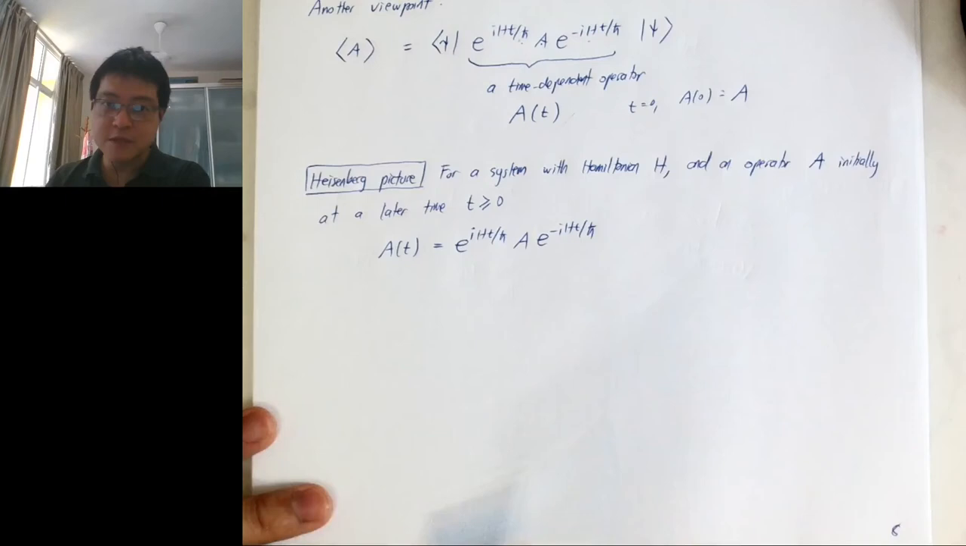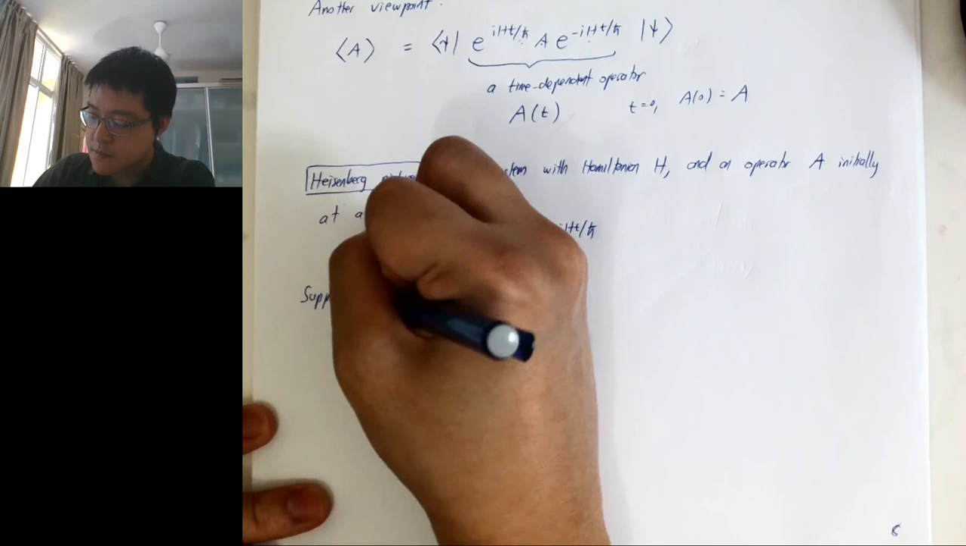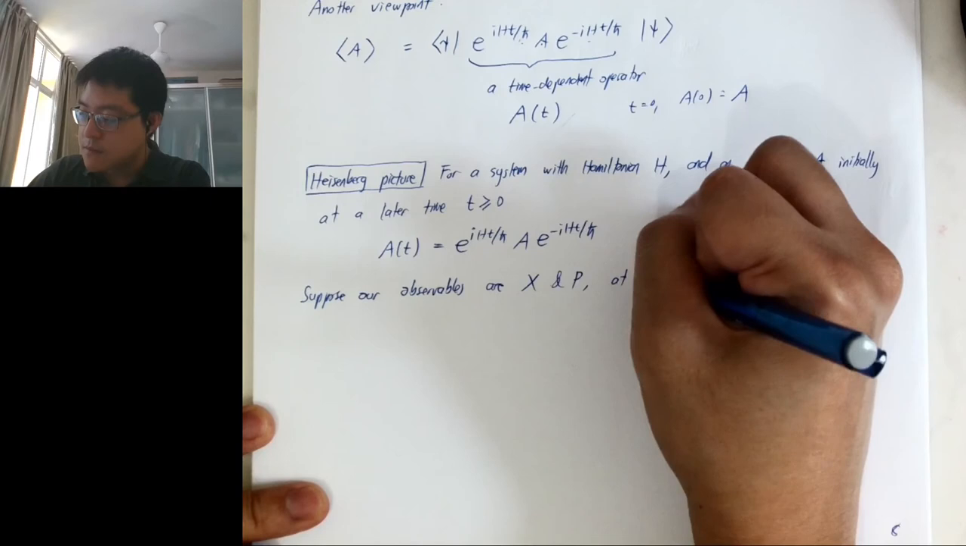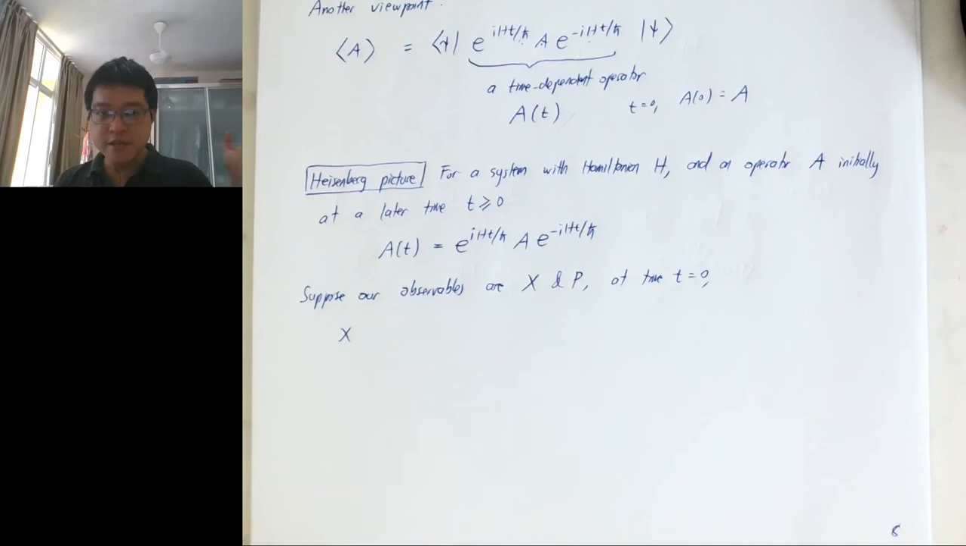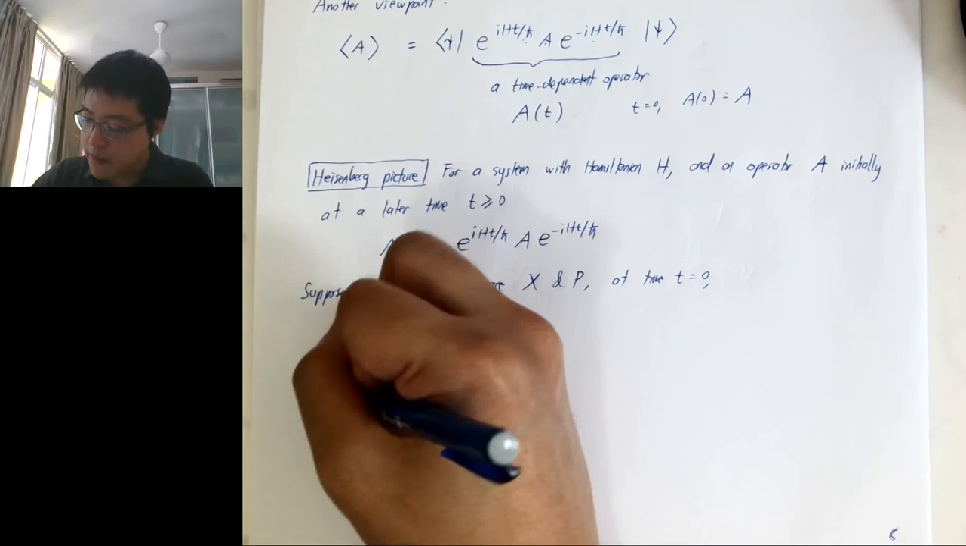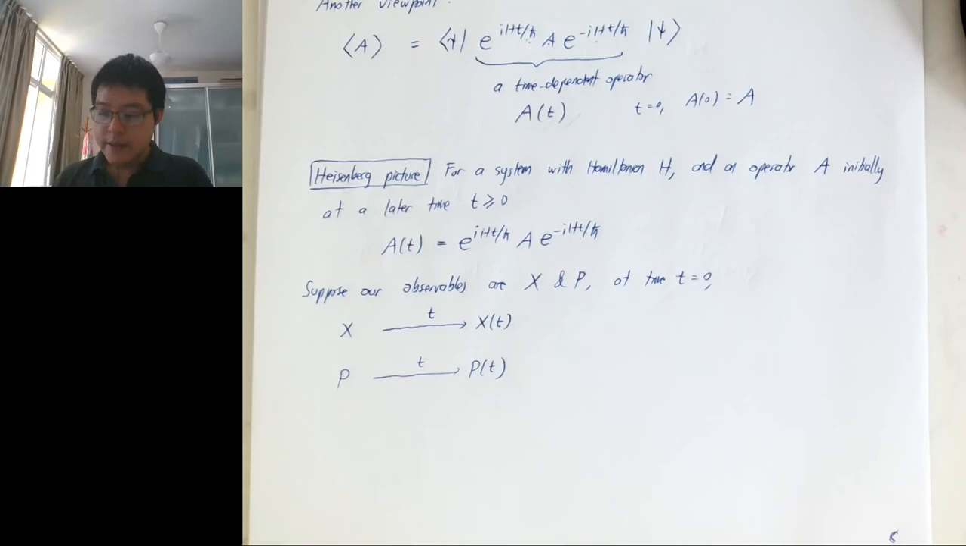So suppose the operators are x and p. Okay, so x at time zero is just our standard original operator x, but if I evolve with time t, right, then it will become some other operator that may not be the same as before. And then p also, if I evolve in time, then I get some other operator.